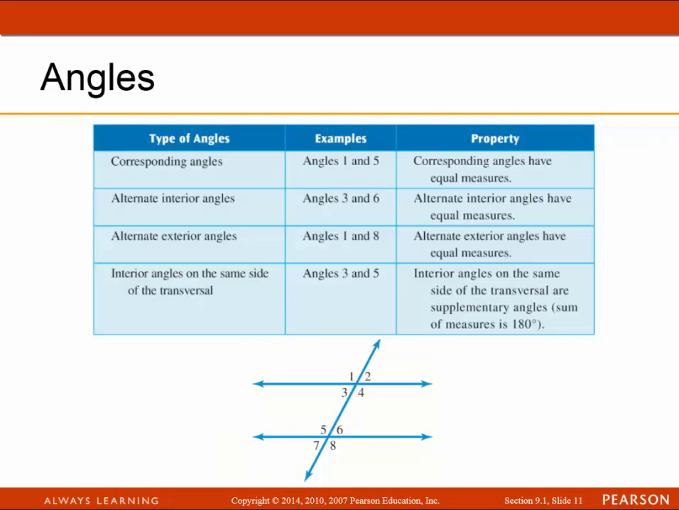And the first one is that angles 1 and 5 are what we call corresponding angles and have equal measure. Alternate interior angles, those angles 3 and 6, also have equal measure. Alternate exterior angles, in this case angles 1 and 8, again they have the same measure. And then interior angles on the same side of the transversal, which will be angles 3 and 5, are actually supplementary angles.